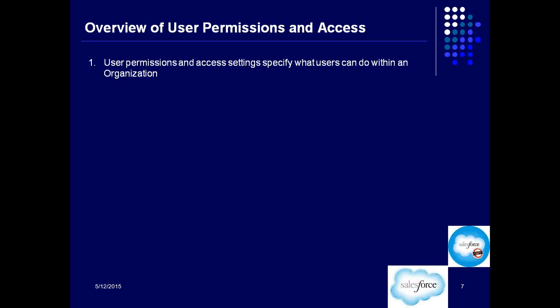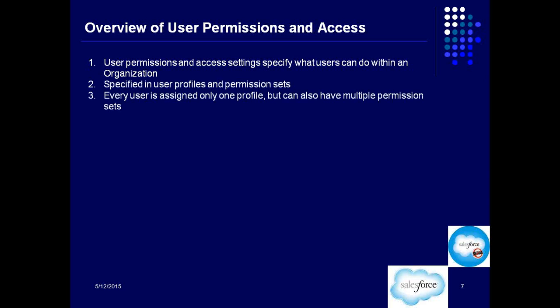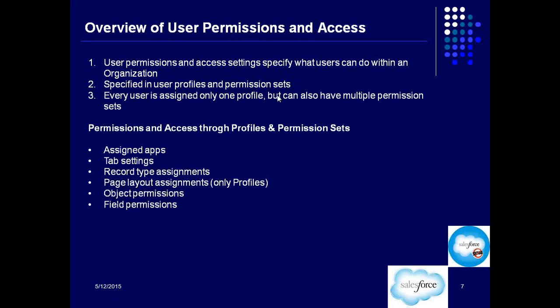Okay. Now understanding the user permission and access. User permission and access settings specify what users can do within an organization, specified in user profiles and permission sets. So these permissions and access are given using profiles and permission sets. There are two ways of doing it. One is through the profile of a user and second is through a permission set. I'll talk about both of them.